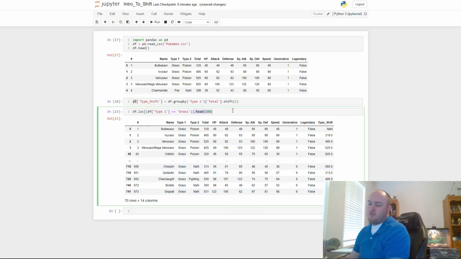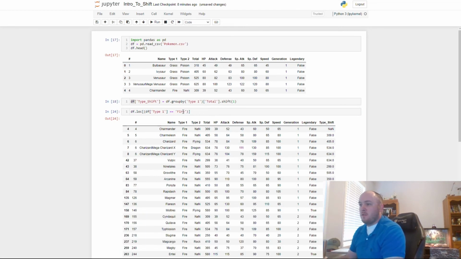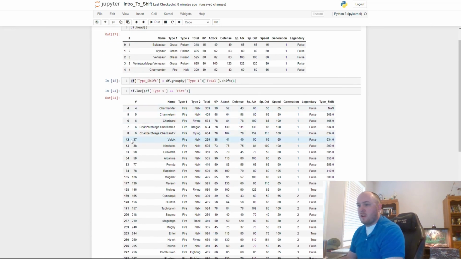So this is the power that you can use with the shift. It grouped it by the type, and then it shifted the total based on that grouping. So similarly, if we looked at fire, we would probably be able to see something very similar where 36 and 6, there's a difference. This went to here, right? And 59 is 555 with the 555, right?